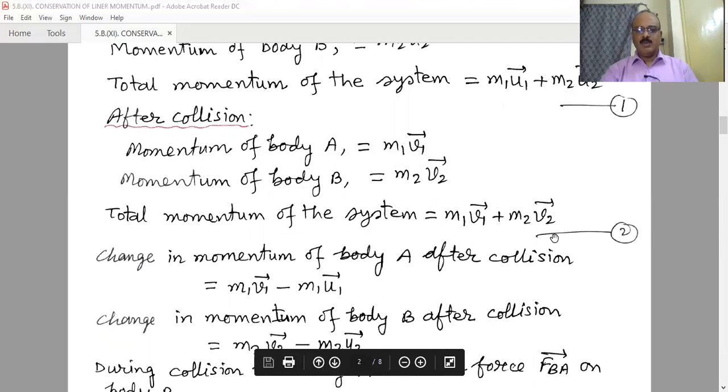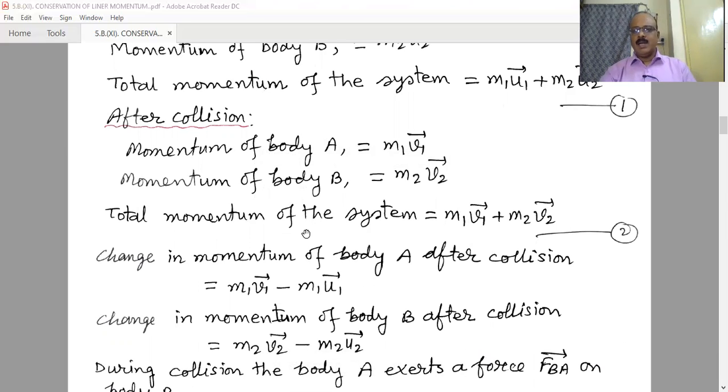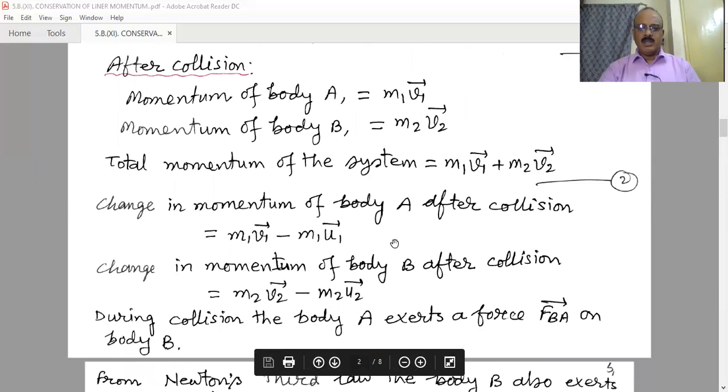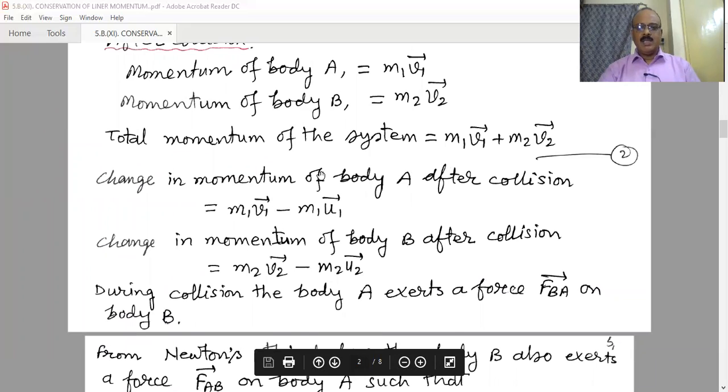Therefore, what will be the change in the momentum of body A after collision? Always, change is measured by final minus initial. Change means final minus initial, whereas difference means higher value minus lower value. Here we are using the word change: the change in the momentum of body A after collision is the final momentum of A minus the initial momentum of A, that is m1 v1 minus m1 u1, where v1 is the velocity of the first object after the collision.